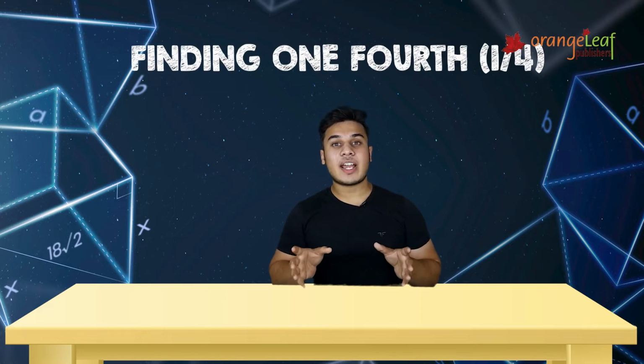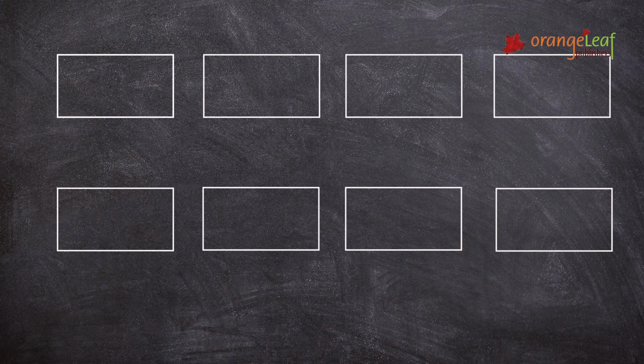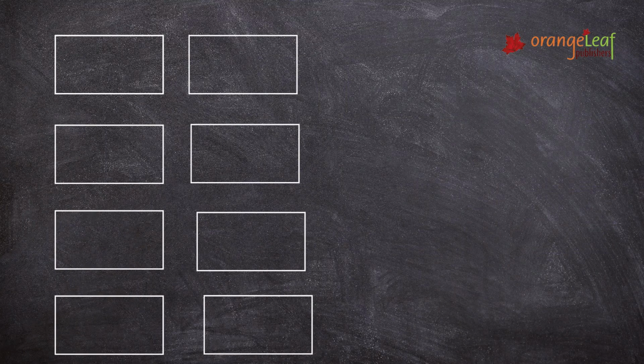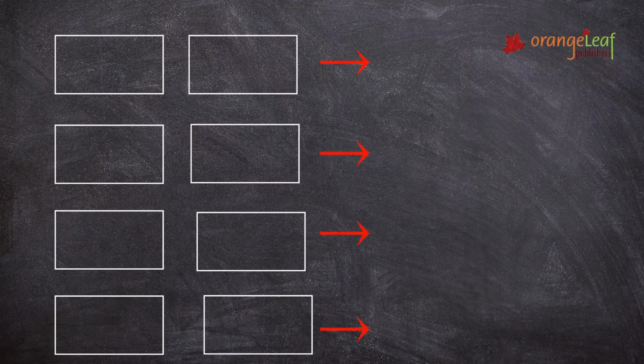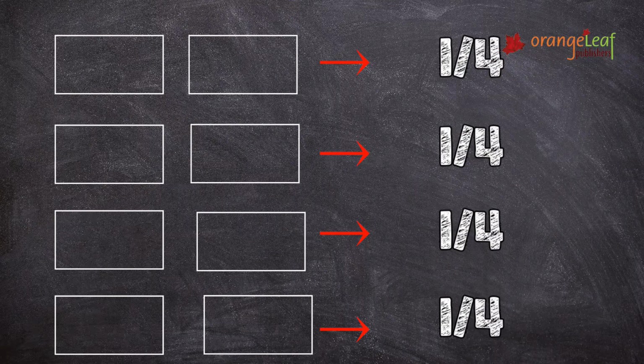Now let's talk about finding 1/4. Here I have 8 rectangles. If I need to find 1/4 of these 8 rectangles, I need to divide them into 4 equal parts, which means 8 divided by 4. Now we can see that each part has 2 rectangles. So one part is equal to 1/4. So 1/4 of 8 rectangles is 2.